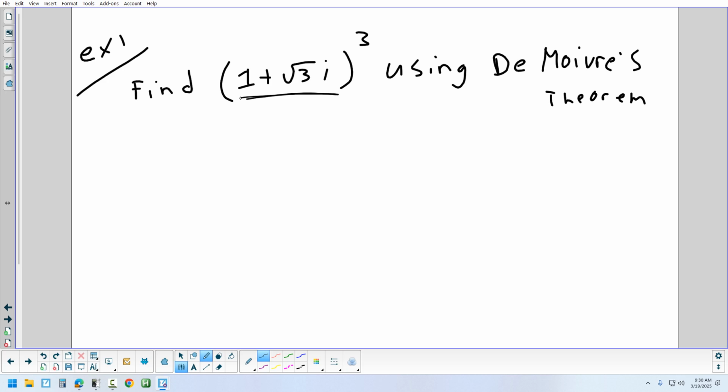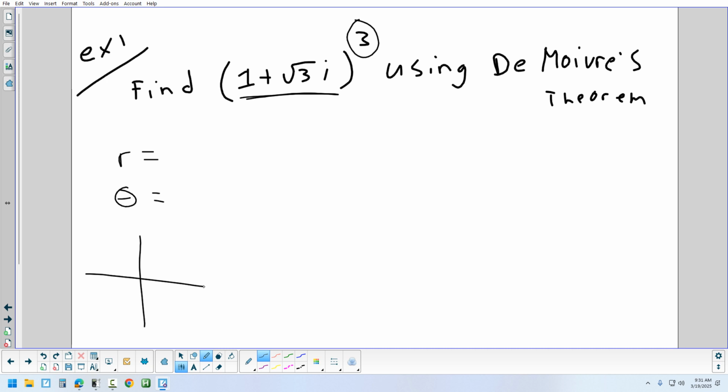Now, is it worth changing it to trig form? Yes, I would say that's definitely going to save you time, especially as this exponent gets higher and higher. Could you do it out to the third power by hand? Sure, it's not that bad. But if it was like a 30th power, you don't want to be doing that by hand. Okay. So let's figure out r and theta.